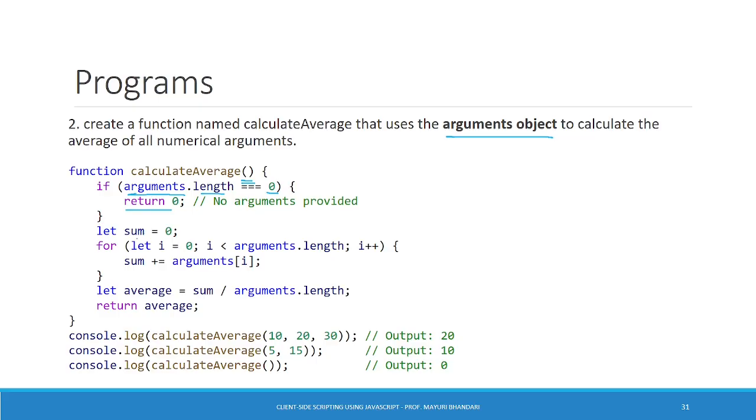Otherwise, we are doing the same thing: initialize sum with 0, iterate over all the arguments using arguments object, and then in every iteration add arguments[i] to the sum. This will give you sum of all the numbers. After this for loop, let us calculate the average using sum divided by arguments.length and then return the average. There is no change in calling the function. We are calling function with variable number of arguments, and the output will vary accordingly.